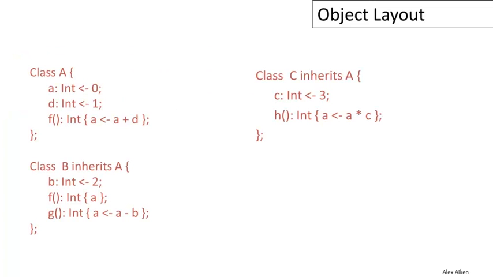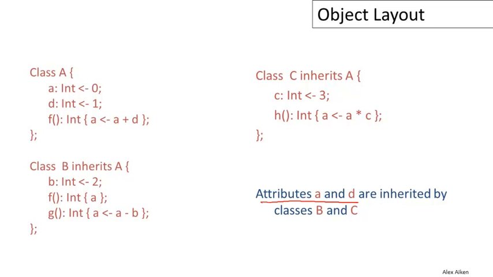To be concrete, we're going to use this little example throughout this video. I'll just take a moment here to point out some features of it. We have three classes, classes A, B, and C. Notice that A is a base class, and B and C both inherit from A. All three classes define some attributes, some fields, and also some methods. Because B inherits from A and C inherits from A, both of those classes inherit the attributes A and D from class A. So these two attributes that are defined in class A are available in class B and in class C.